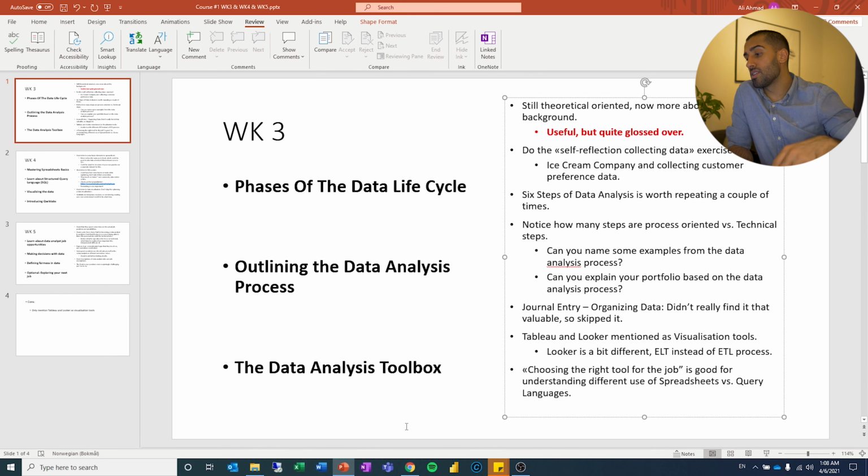The next thing I want to point out is notice how many steps are process-oriented versus technical steps, and try to think about that as you go through this course.